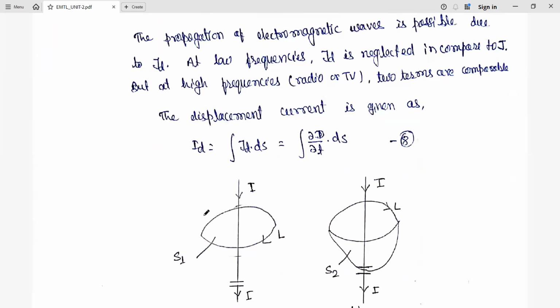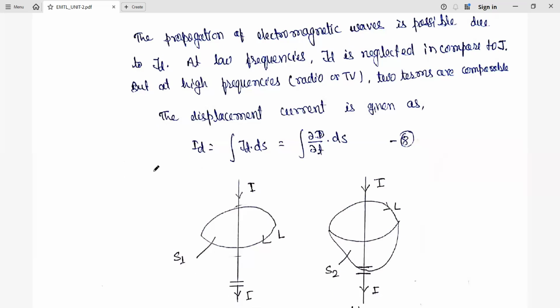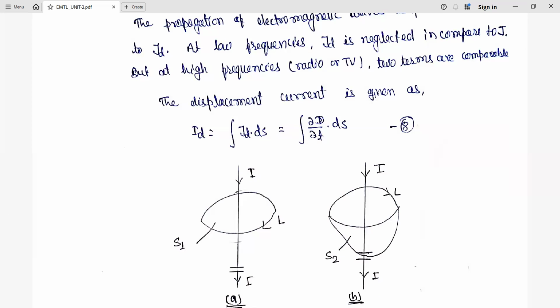So now here, if you are going to see that when propagation of the electromagnetic waves takes place, then it is possible due to the displacement current density. So displacement current density is going to play the major role when wave is going to propagate. In the case of low frequency, that J_D, that means displacement current density value is less, so that can be neglected compared to conduction current density. But in case of higher frequencies, like in case of radio, television, both have significant value.